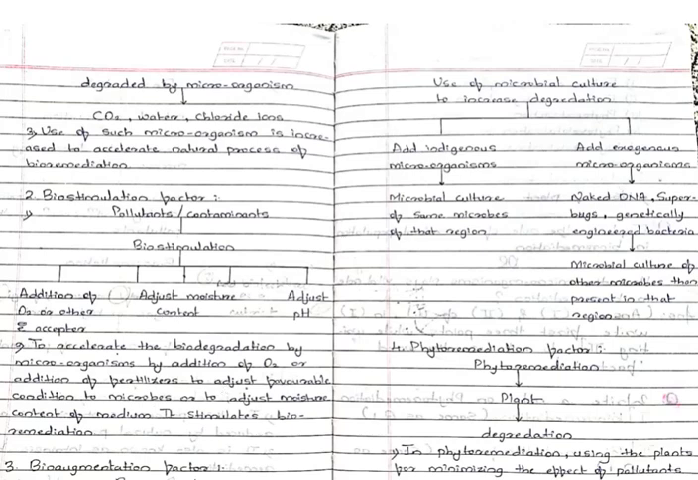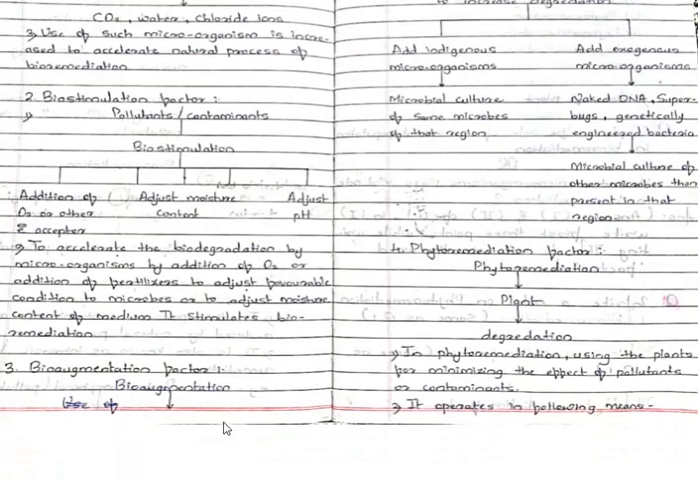Stimulate means they can start, or they can speed up the process of biodegradation. So biostimulation means they can provide the environmental or favorable conditions for the microorganisms by adding some oxygen, some fertilizers, or maintaining the moisture content, and also maintaining the pH. That's why these microorganisms can do the process of bioremediation.